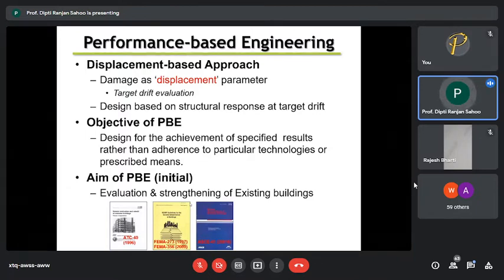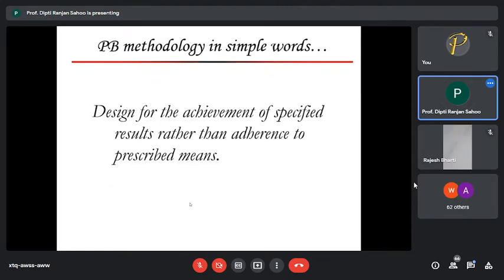Performance-based design actually started from a project of retrofitting and strengthening. It is a more detailed approach. It's a little complex, but not so complex that it can't be implemented. In simple words, performance-based design is to design something for the achievement of specified results.